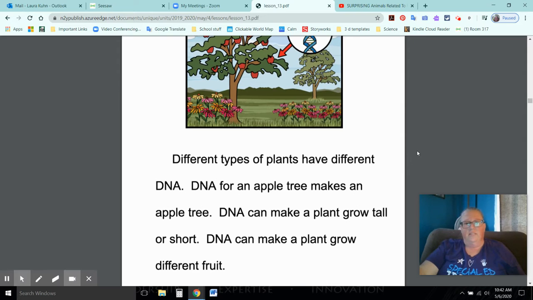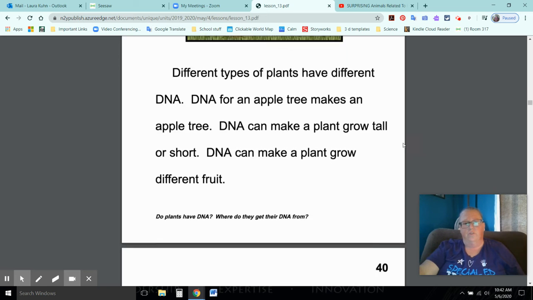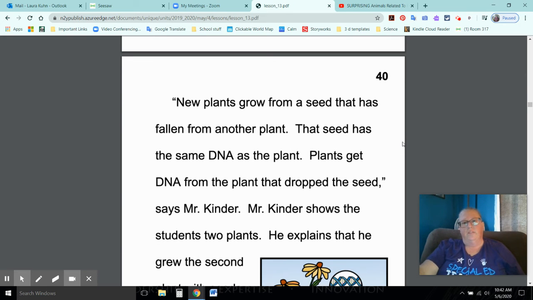Different types of plants have different DNA. DNA for an apple tree makes an apple tree. DNA can make a plant grow tall or short. DNA can make a plant grow different fruits. New plants grow from a seed that has fallen from another plant. That seed has the same DNA as the plant. "Plants get DNA from the plant that dropped the seed," said Mr. Kinder.